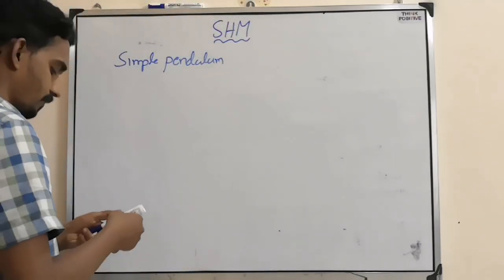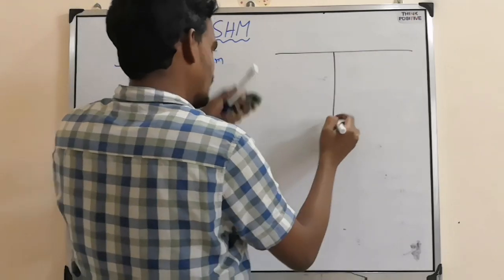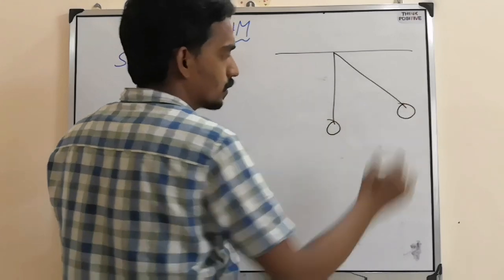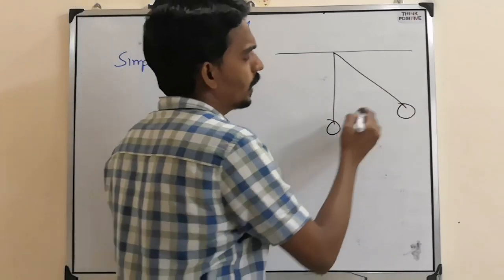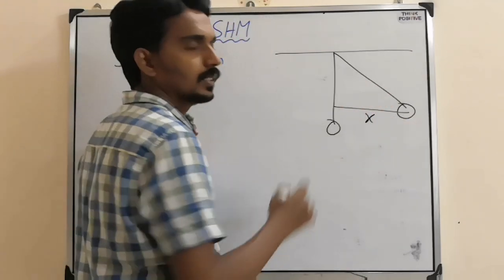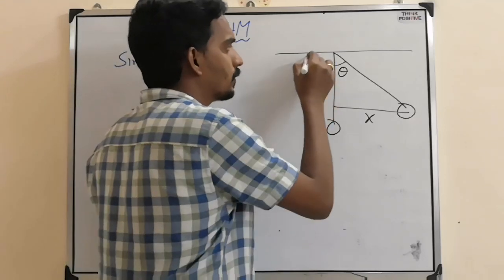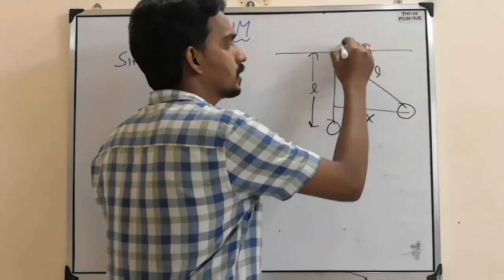a simple pendulum system, like now this is a simple pendulum. Now it is going to this maximum, or at one instant it is here where displacement is x, like this. Now the angle rotated is theta. Now this is the length of the pendulum. Let's take this as L.